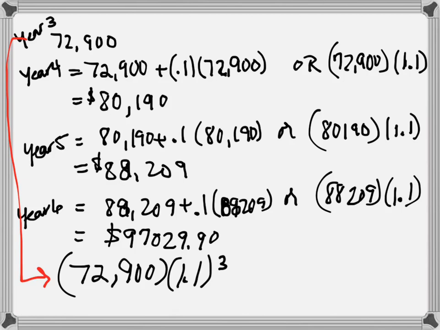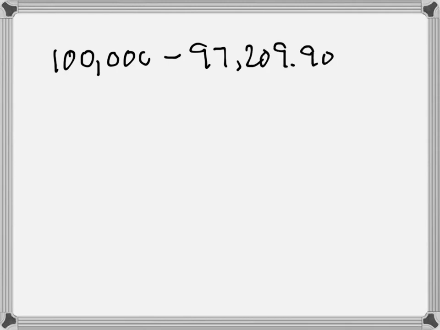So let me show you how you can identify how much of the value it lost. Somebody do the subtraction for us real quick. What happens if you take the 100,000 and you subtract that 97,029.90 that we got? How much did we lose in our example? 2,970.1. Because this is the money we lost.